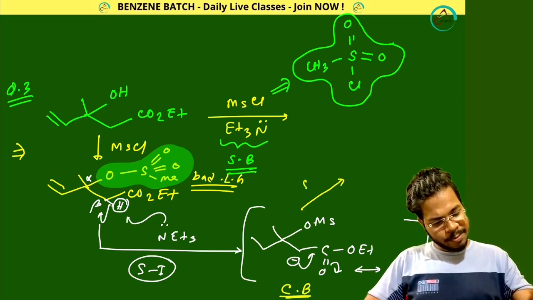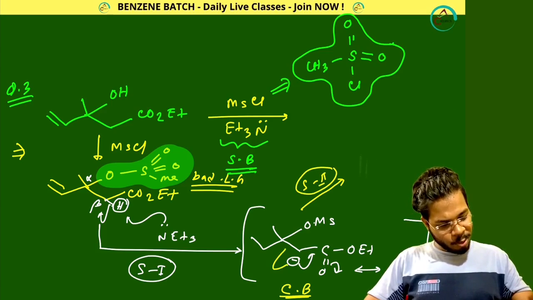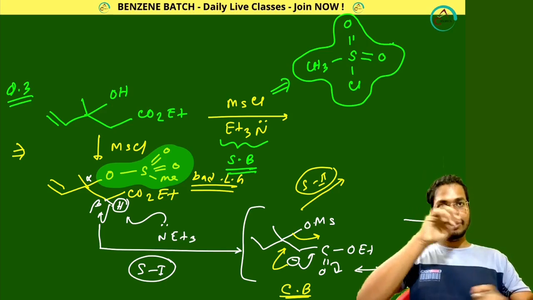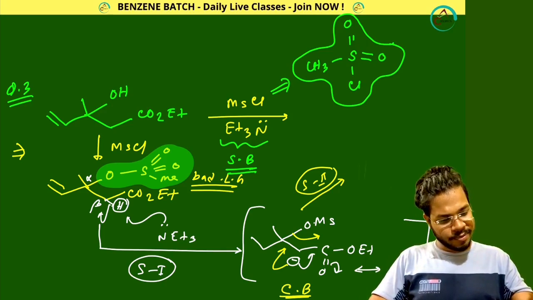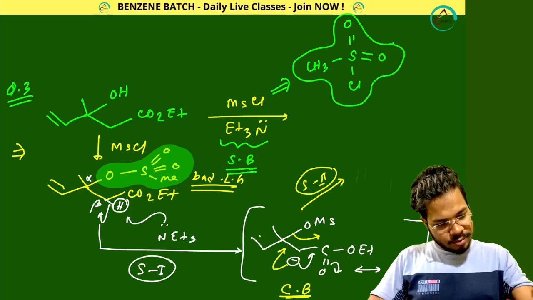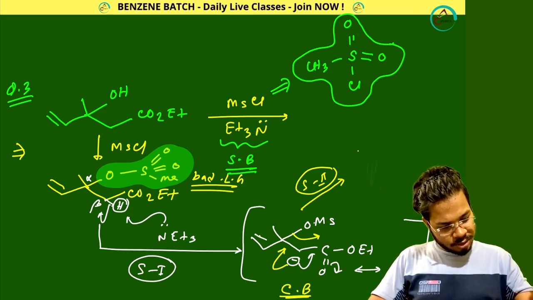Now going to step 2. What will happen in step 2? This negative charge will come over here and make this kind of mechanism, and this leaving group will leave. And what will be the product?